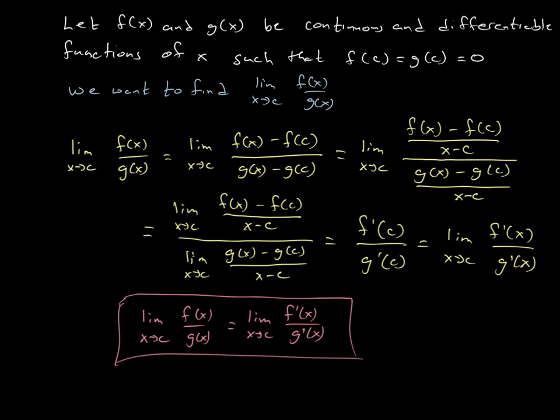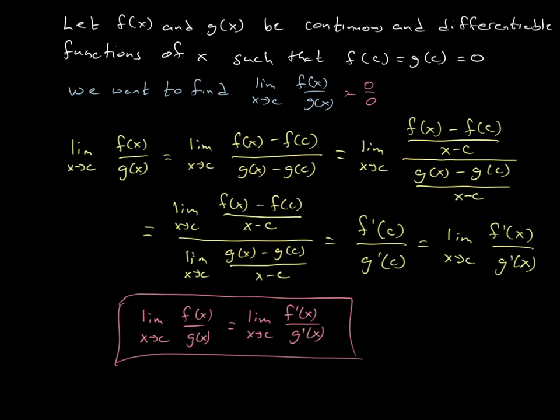So let's start out with this. We're going to let f of x and g of x be continuous and differentiable functions of x such that, and this part is key, f of c equals g of c equals 0. And so what we want to find is the limit as x approaches c of f of x over g of x. Notice that this will give us our indeterminate form, in this case 0 over 0. And so what I have then is that the limit as x approaches c of f of x over g of x will equal the limit as x approaches c of f of x minus f of c over g of x minus g of c. Remember, f of c and g of c are 0, so really I'm just subtracting 0 at this point.